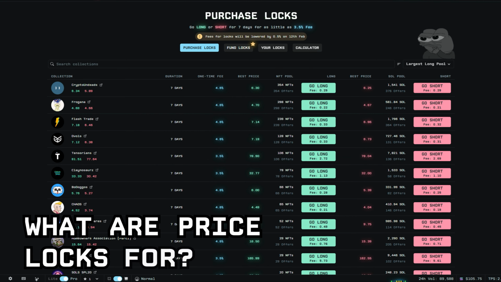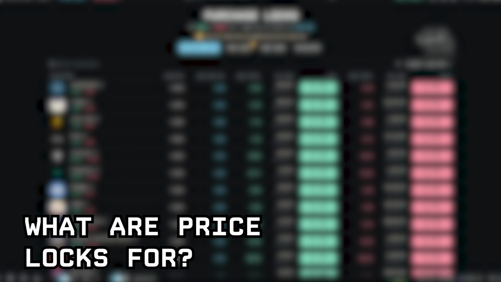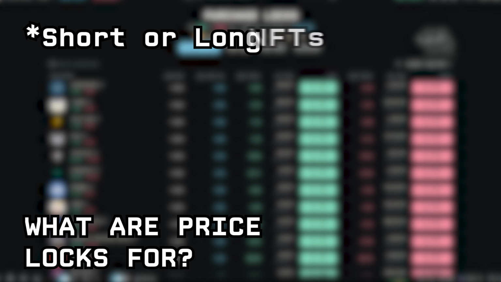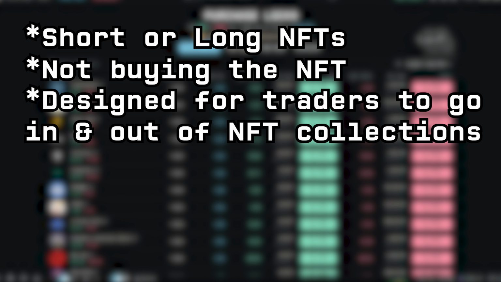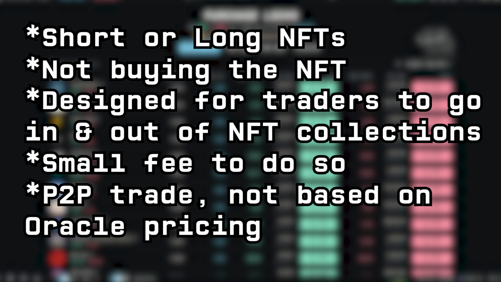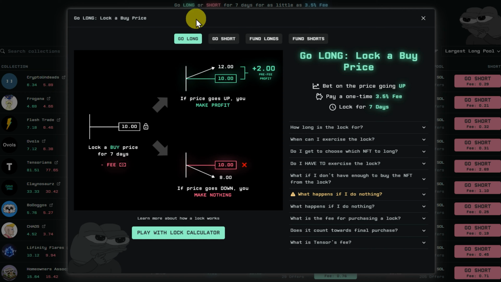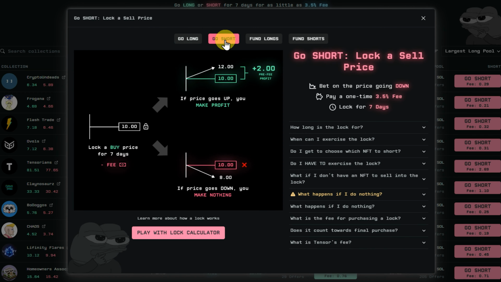So what is a price lock? A price lock is a product which allows you to short or long an NFT market without you actually buying the underlying NFT. This is designed for traders that can go in or out of a collection in a way with only a small fee. And this is P2P, or peer-to-peer. It does not relate in any way to oracles. It's between you and another person on the blockchain. So with a price lock, we can either go long or we can go short.